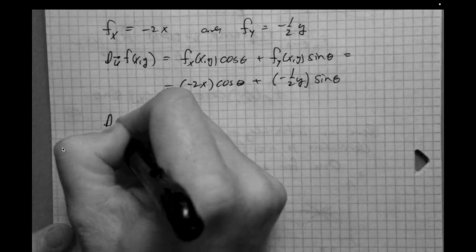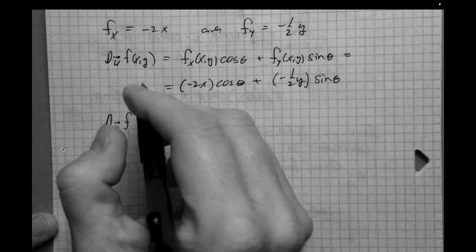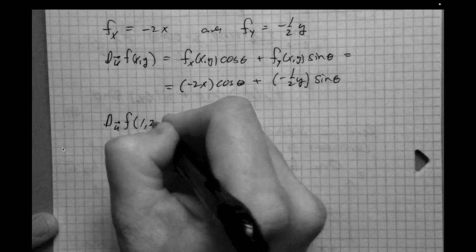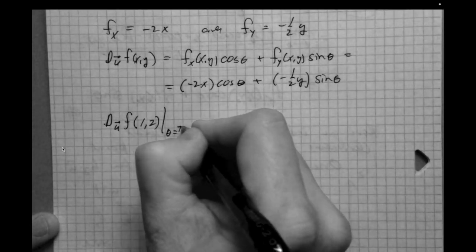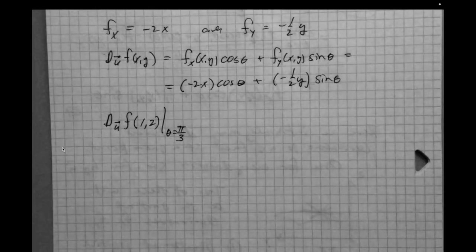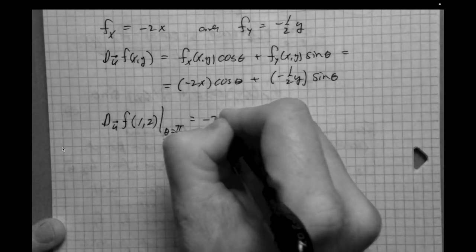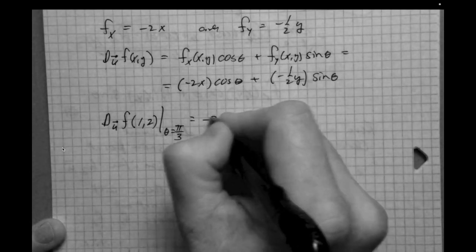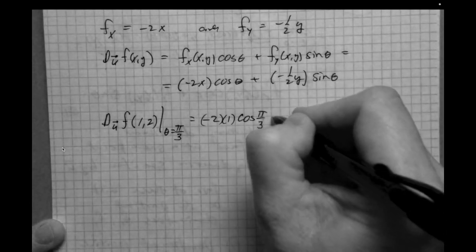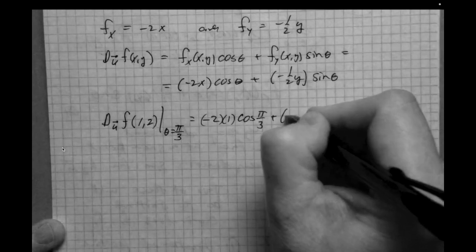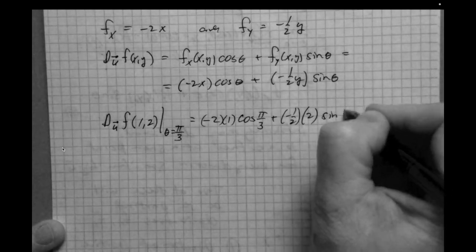And so D sub u of f, and now where were we interested? This was at (1, 2), and then in the direction of pi over 3, so we'll write it like this to note that we're plugging in a particular theta. Okay, and so you get negative 2 times 1 times cos(pi/3), again just plugging everything in here, plus negative 1/2 times 2 times sine of pi over 3.